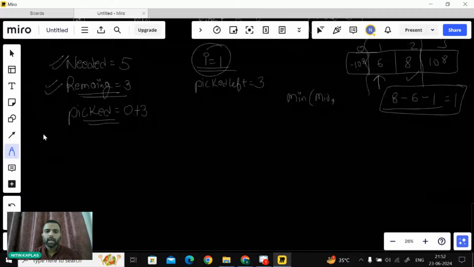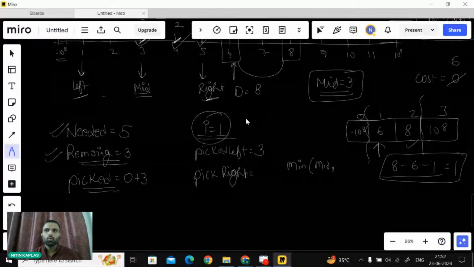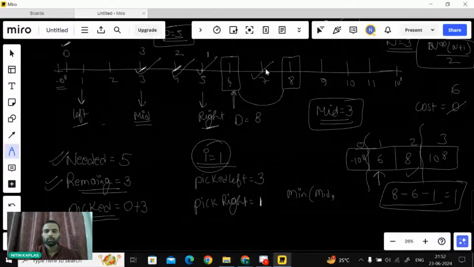Now when I'm dividing by 2, what's my left pick and right pick? Pick right, which is mid, is 3, and here we have d as 1. 1 plus 1 by 2 is 1. So what is the maximum I can pick? Just 1, right? Now when I pick this one, I have to pay the money.